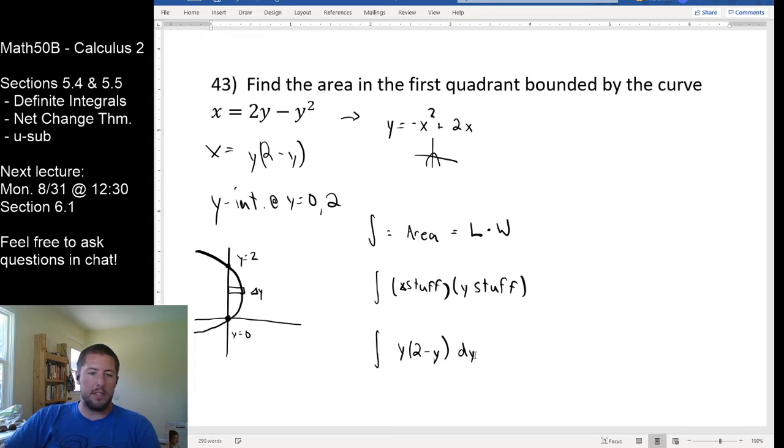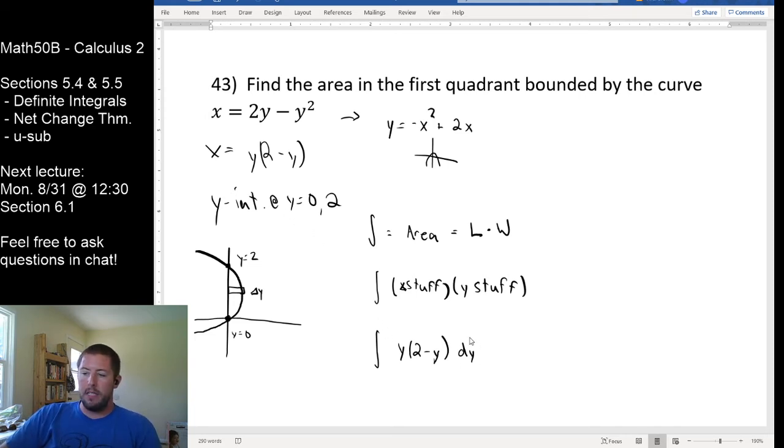This is the width of each of our rectangles. So each of our rectangles here, top to bottom, has a thickness of dy. Every one of our rectangles has a left to right width of y times 2 minus y, sorry, I keep on saying this wrong. What y times 2 minus y computes for us is the value of x. That's our width, right? That is the total width that we're going to experience of each of these individual subrectangles.